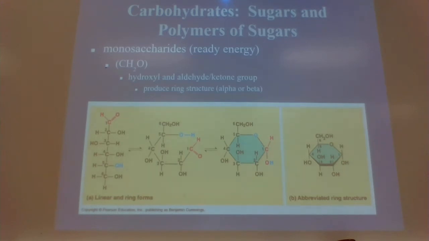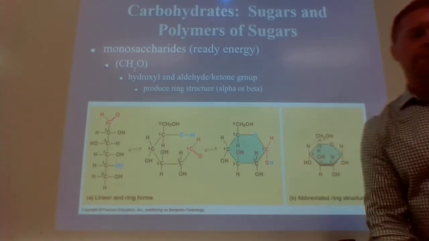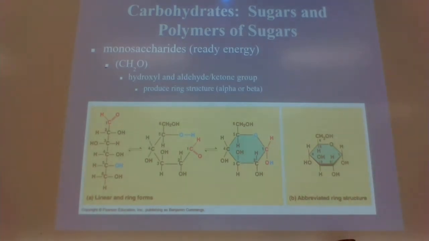Go ahead, Ellie. To take less time to break down. Yeah. They take no time to break down. Because they are already a monomer, right? Are you breaking anything down through hydrolysis? No. Right? It is already the monomer. It is already a single unit. So monosaccharides give you the most ready form of energy. They could be used immediately because they don't need to be digested through hydrolysis.